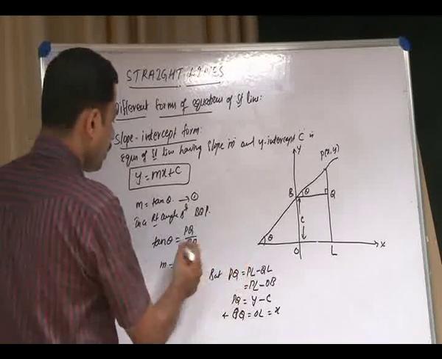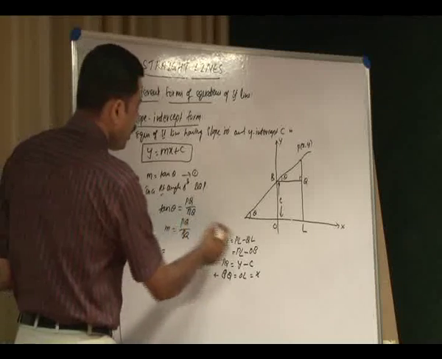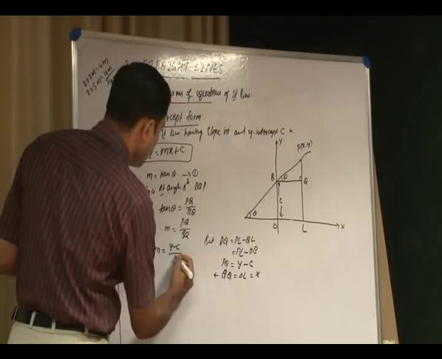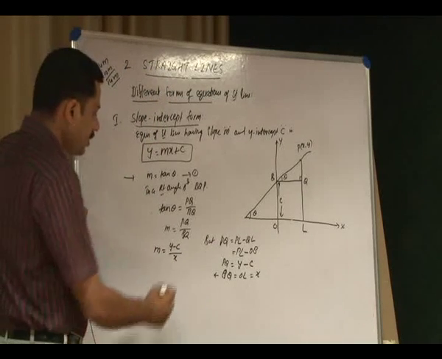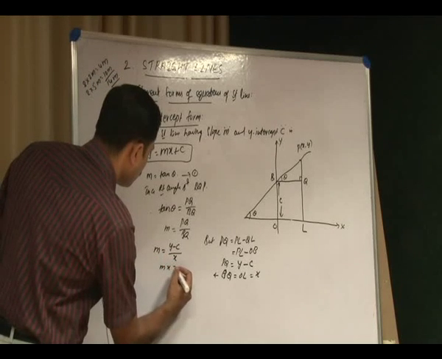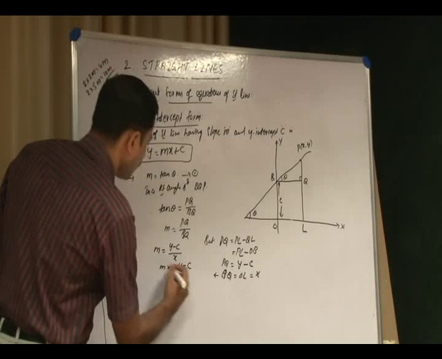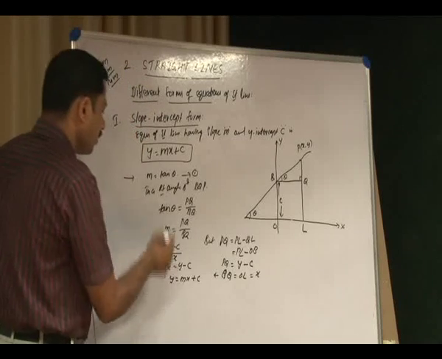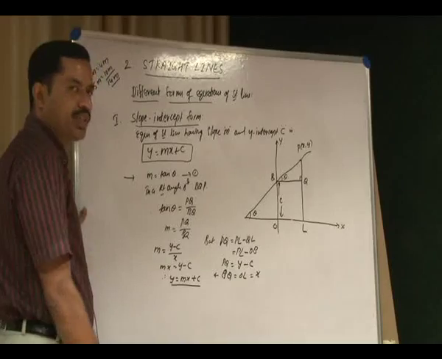So, substituting this in this equation, we get slope m is equal to PQ, which is y minus c, divided by BQ, which is x. So, m becomes equal to y minus c divided by x, or transferring this x to the left hand side, we get mx is equal to y minus c, or you can write y is equal to mx plus c. Transferring this minus c to the left hand side, we get plus c. So, that gives the equation of the straight line here.